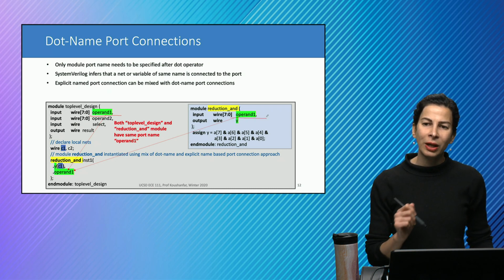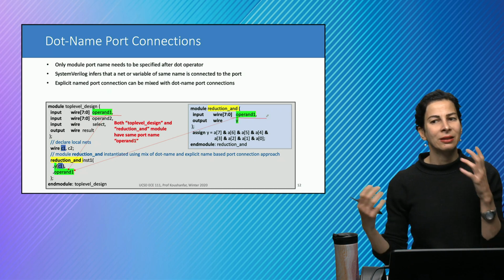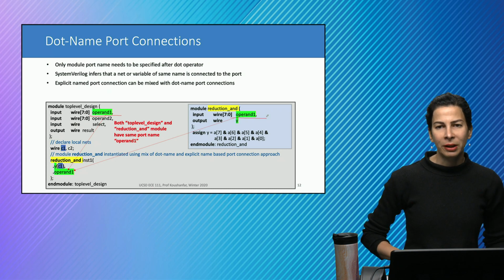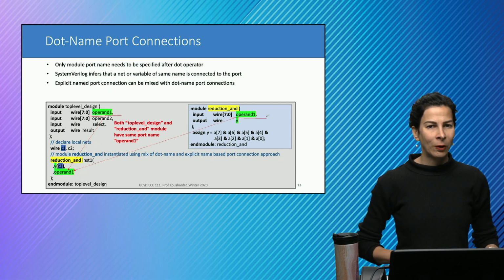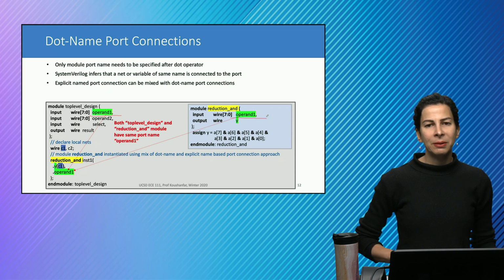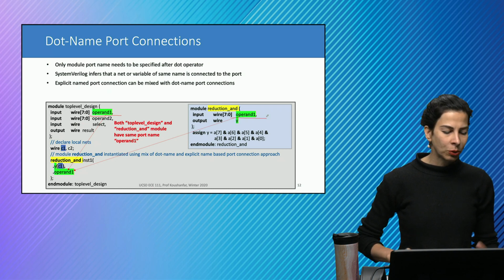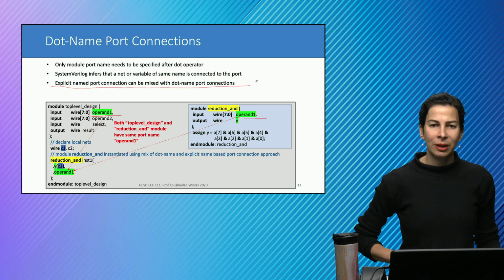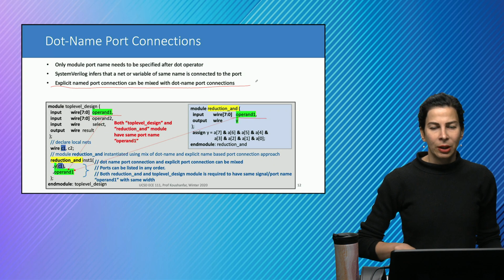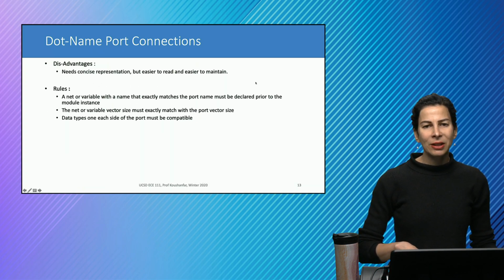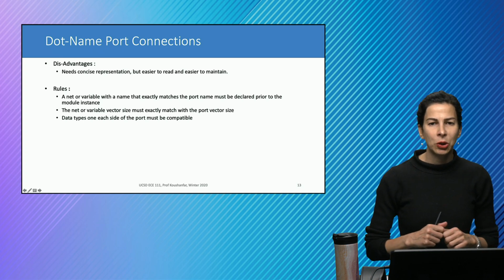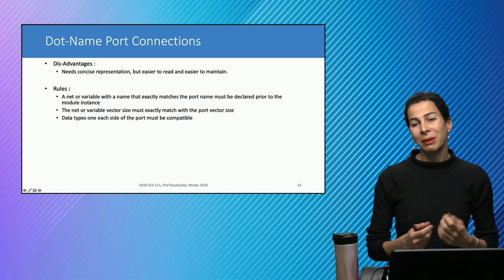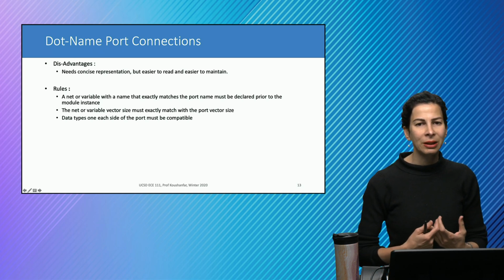If you say .operand1, it knows that this is going to get connected to the named variable of the same sort in the submodule that it's calling. So it makes it a little easier, a little less verbose, and you don't need that explicit named port connection. But you could also mix the two. You could mix the explicit named port connection with the .name port connection. The disadvantage means that you need to make sure to have the exact name, but it's a concise representation and easier to maintain and read.